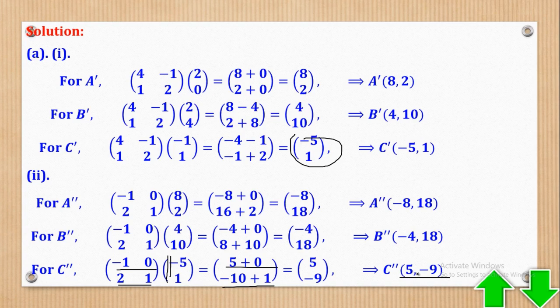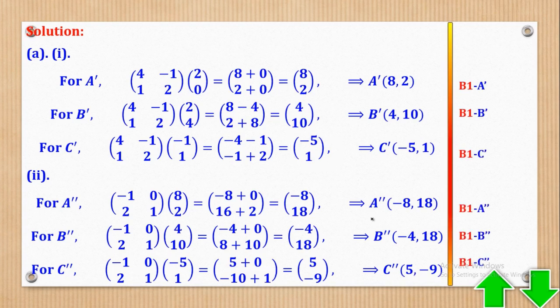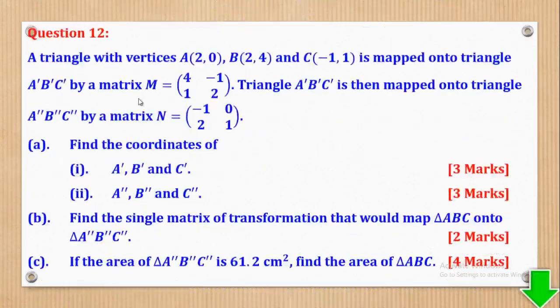So basically, that's what they wanted in part A, Roman 1 and Roman 2. Before we go to the next slide, let's see how marks can be awarded for this question. B1 for getting A prime, this for getting B prime, this for getting C prime, and this for getting A double prime, for getting B double prime, and for getting C double prime. So that was part A.